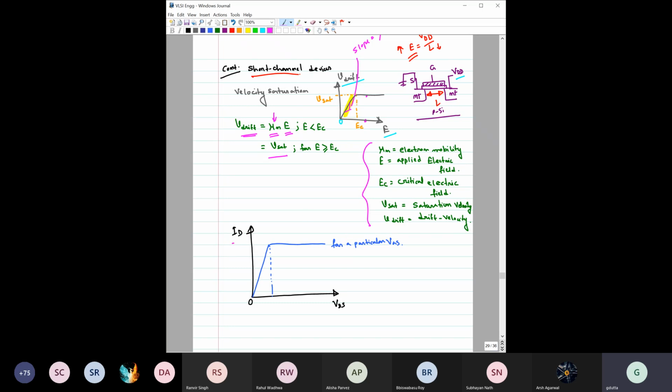Say this is the ID versus VDS characteristics. This ID-VDS characteristic is something like this for a particular VGS. This is for a long channel MOSFET. Here this is VDsat. This is the linear region, and this is the saturation region. Remember, this is ID. I am not plotting the velocity here, just ID and VDS.